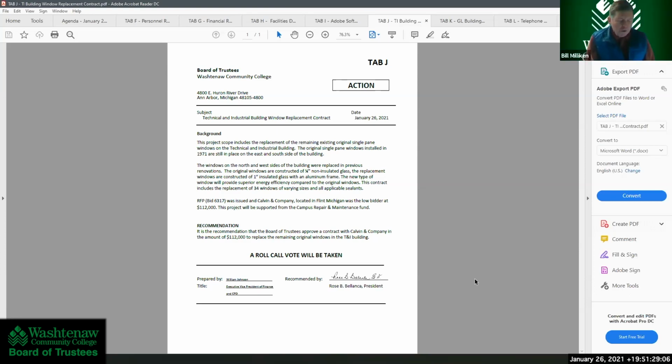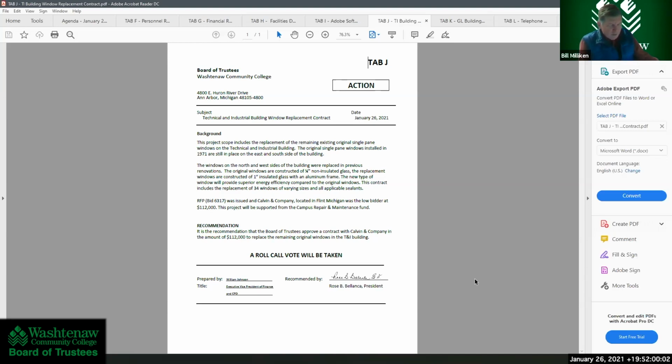If there are no other questions, Vanessa, would you please call the roll? Chair Milliken, Milliken, yes. Vice Chair Davis, Davis, yes. Treasurer DeVarty, DeVarty, yes. Secretary Hatcher, Hatcher, yes. Trustee Fleming, Fleming, yes. Trustee Landau, Landau, yes. Trustee McKnight Morton, McKnight Morton, yes. Thank you. The motion is supported.